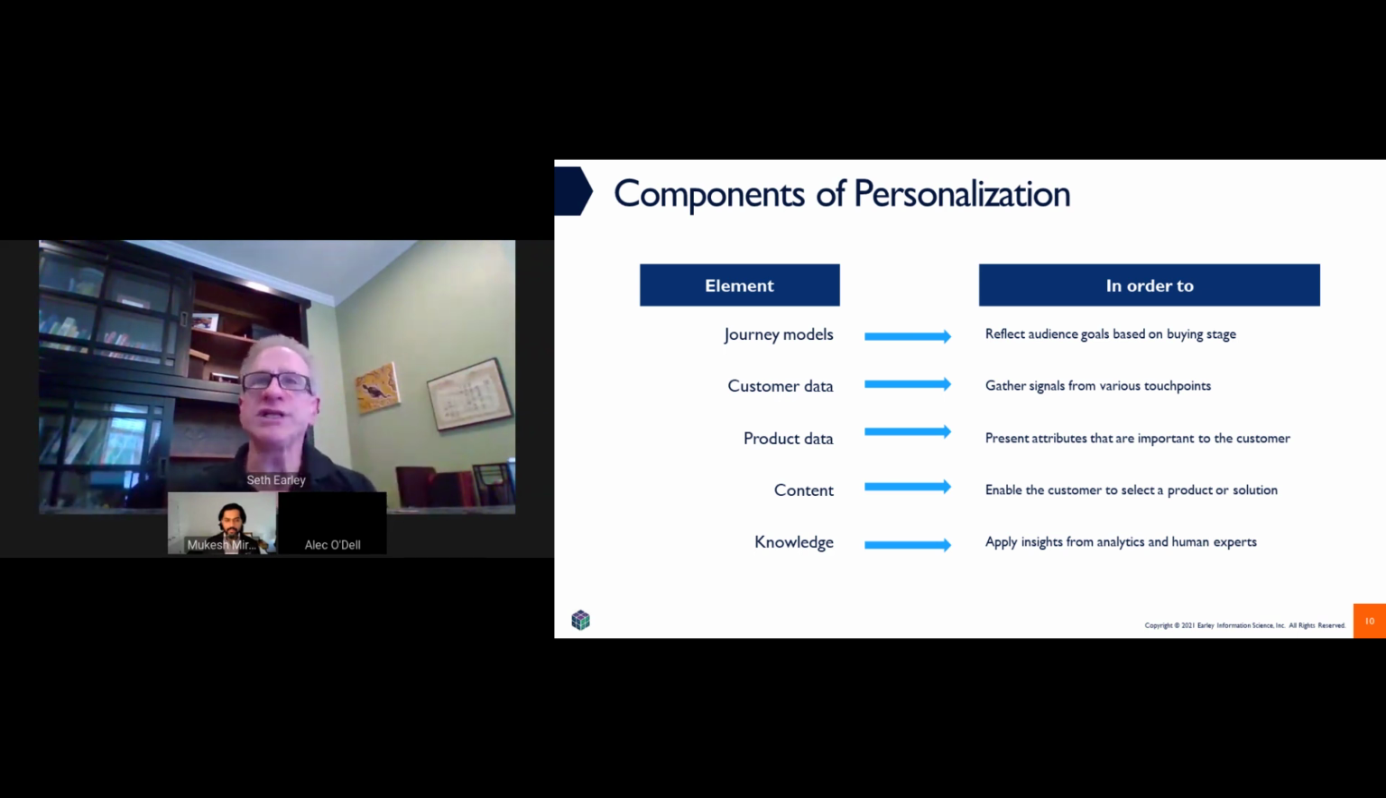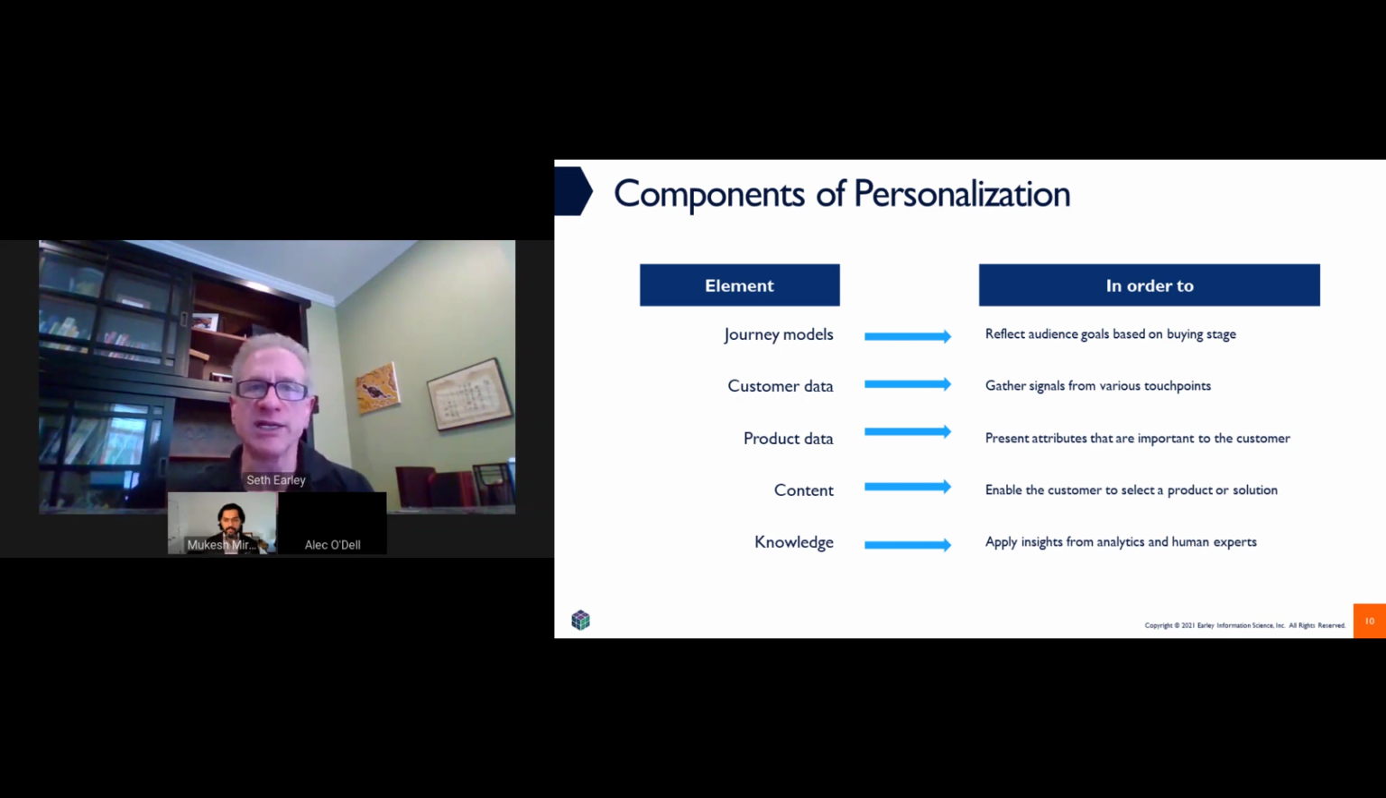Same thing with content. What content is supporting that? What content is supporting the users making a decision? Maybe it's a product comparison guide. Maybe it's an installation guide. Maybe it's a solution guide. That type of content also has to be aligned with the right metadata model so that we can put these things together.